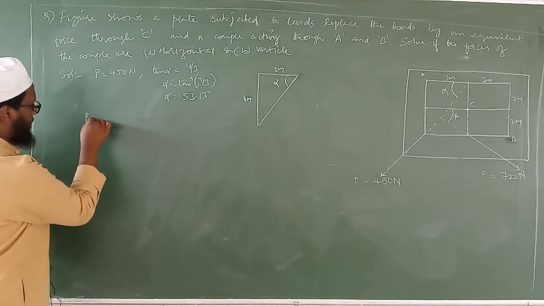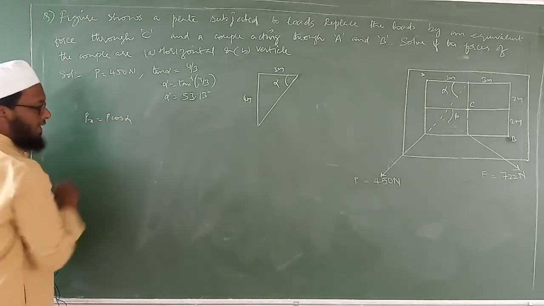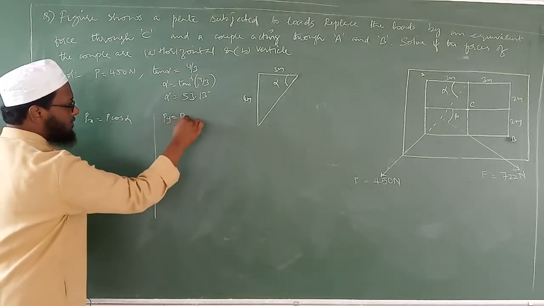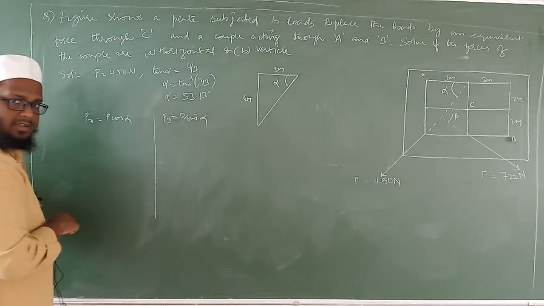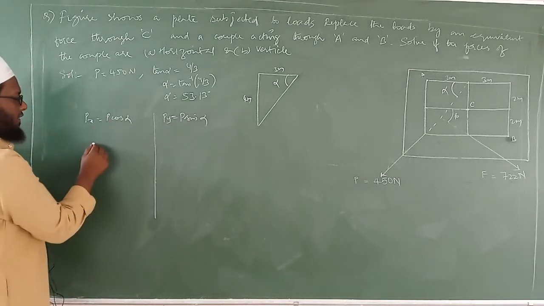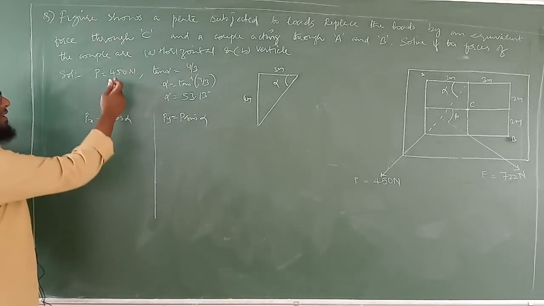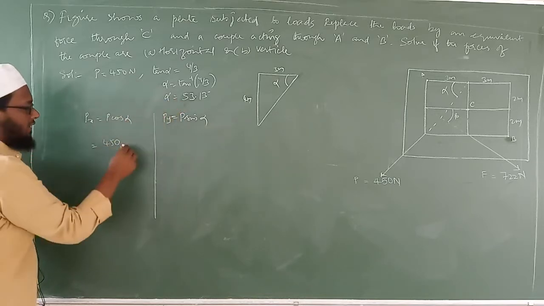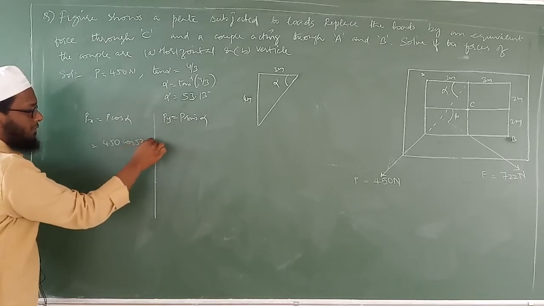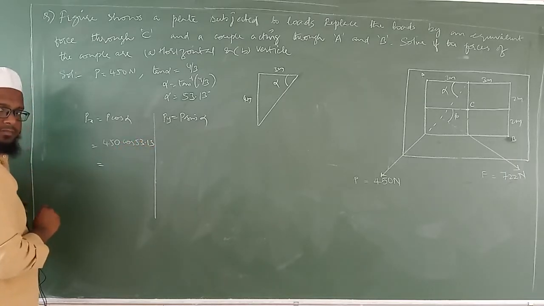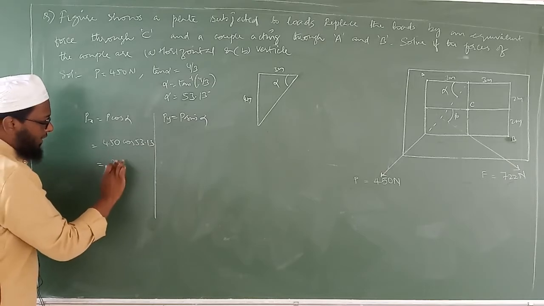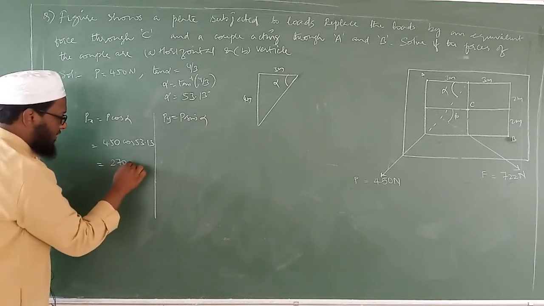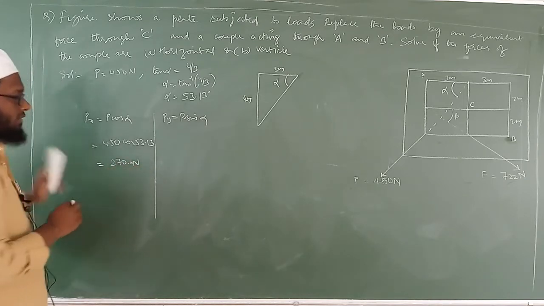So Px is equal to P cos alpha, and Py is equal to P sin alpha, isn't it? So P cos alpha: what is the value of P? P is 450. Cos alpha is cos 53.13. What is the answer for this one? Yeah, 270.0 newtons.